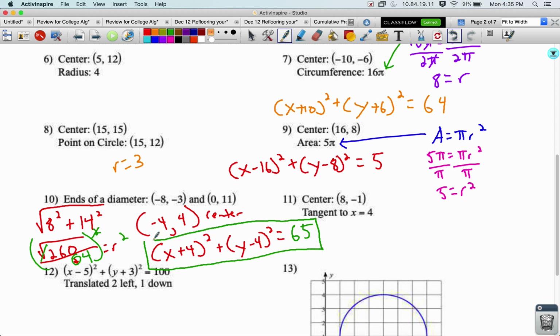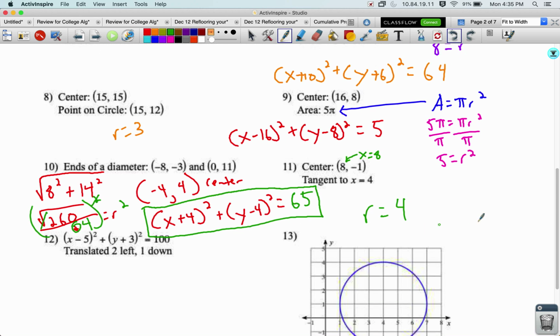All right, what if the center's at (8, -1) and it's tangent to the line x equals 4? Well, to get from the center at x equals 8 to the tangent line at x equals 4, the radius must be 4, because that's how you get from 8 to 4, and then you can go from there.